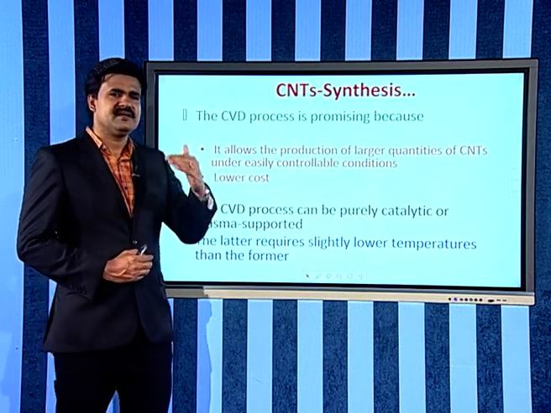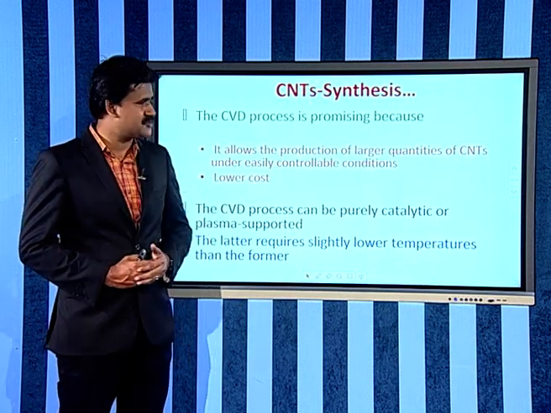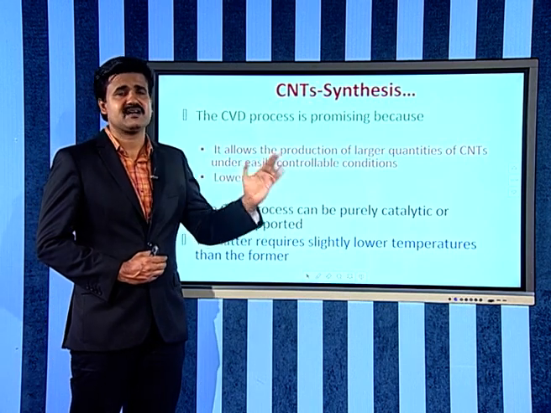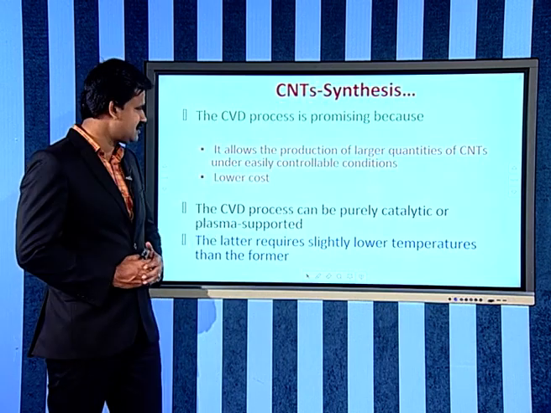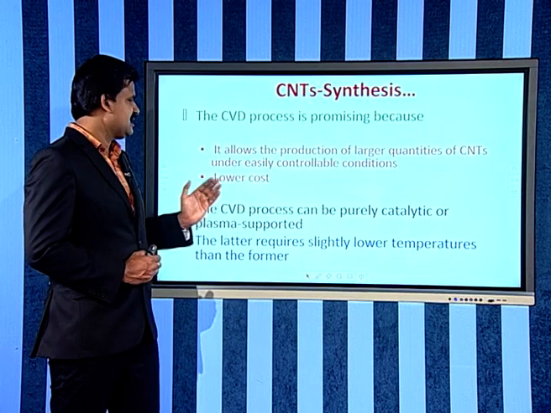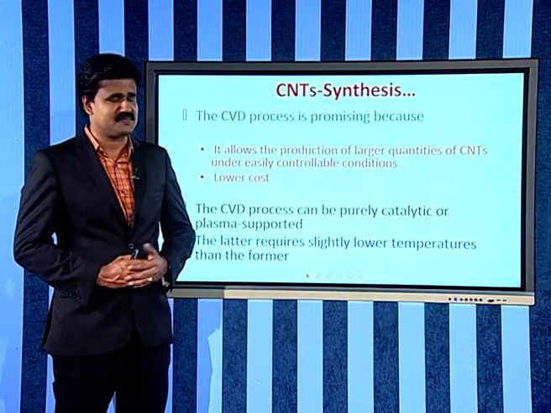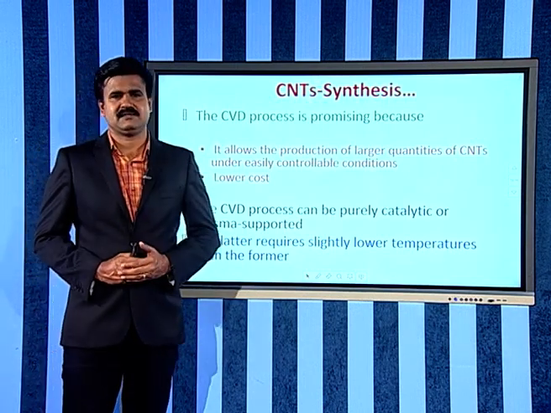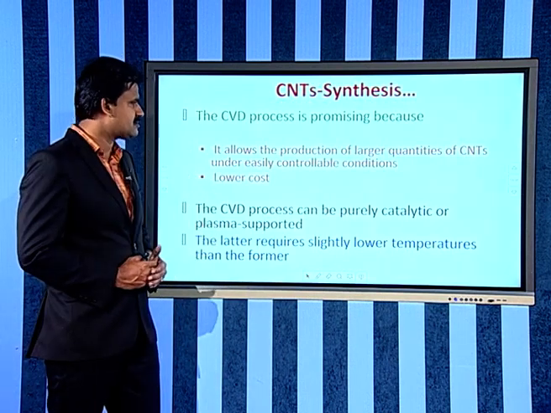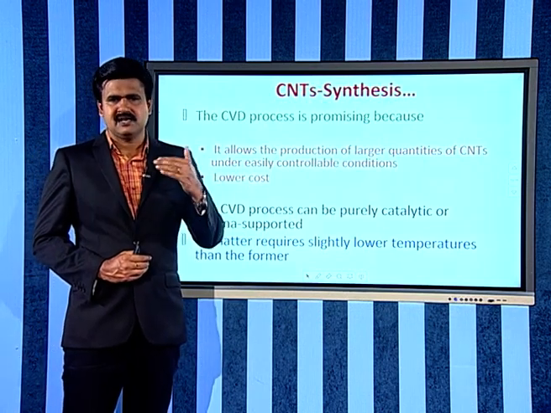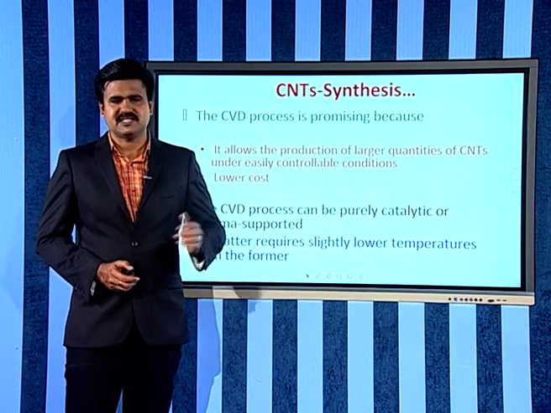This is because it allows the production of large quantities of carbon nanotubes under easily controllable conditions. Comparatively, the CVD procedure is a low cost procedure. The CVD process can be purely catalytic or supported by plasma. The latter requires slightly lower temperature than the former. That means catalytic conditions require high temperature, but the plasma process is supported by low temperature.